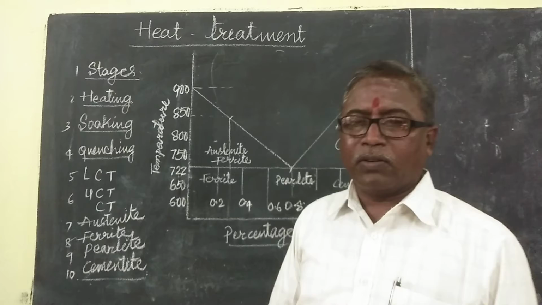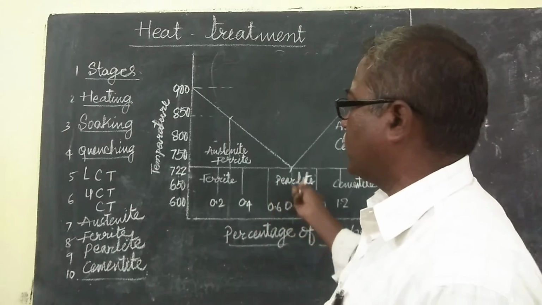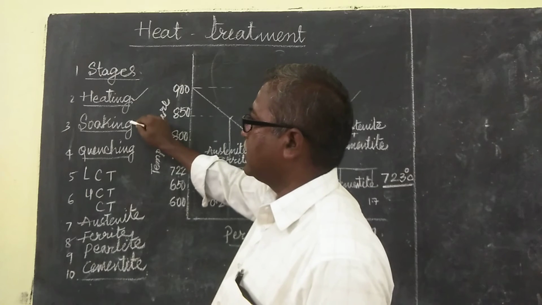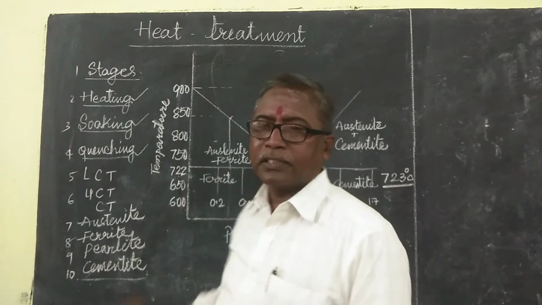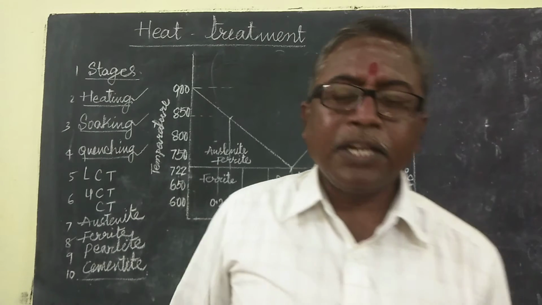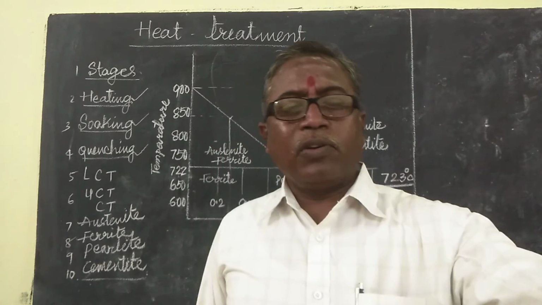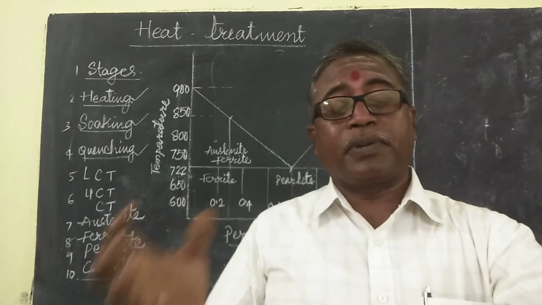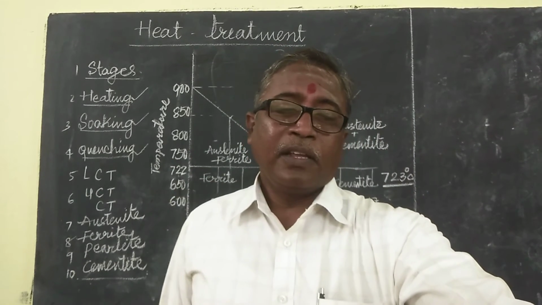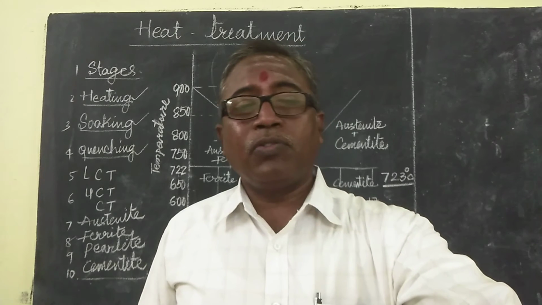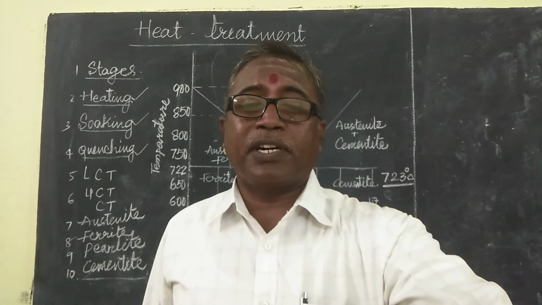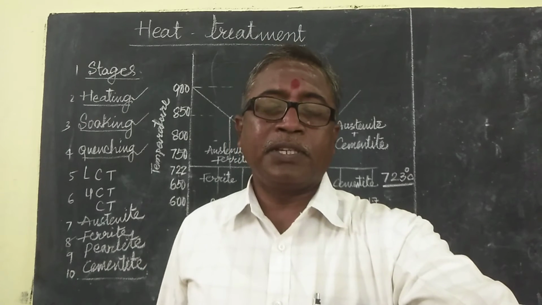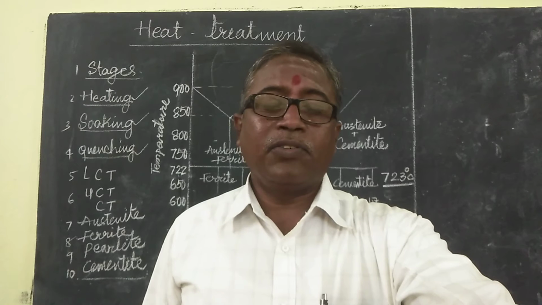Then the metal we have, when we go into heat treatment, the stages are there. One is heating, second is soaking, and the third is quenching. Heating: how we heat the metal depends upon the cross section and upon the composition of the metal. It also depends on which furnace we are using, the volume of the furnace, and the charges.